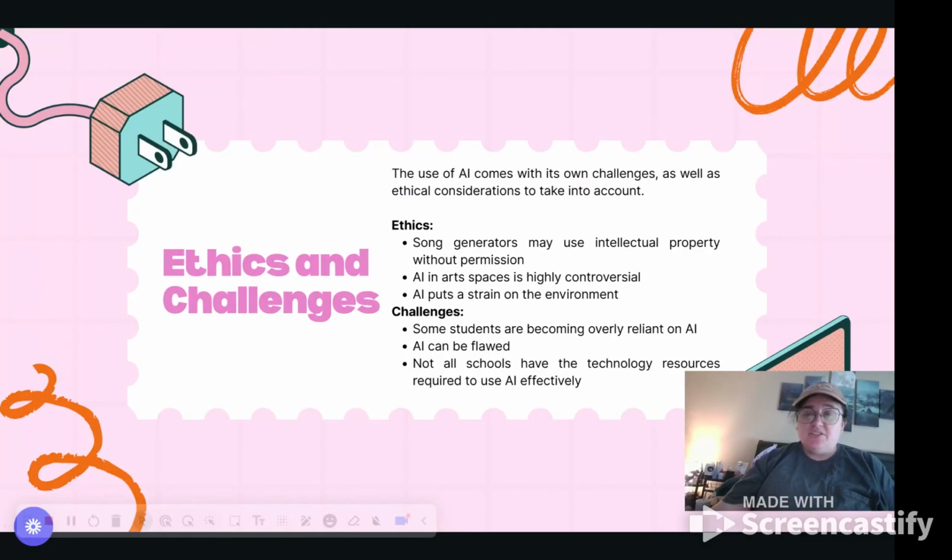Now, some challenges specific to AI are how reliant some students are getting on AI, so we may not want to use it more than we have to. AI can also generate some flawed answers, so you need to make sure you check everything. And another one is not all schools have technology resources required to use AI effectively.